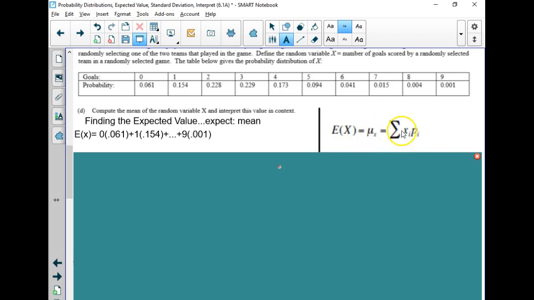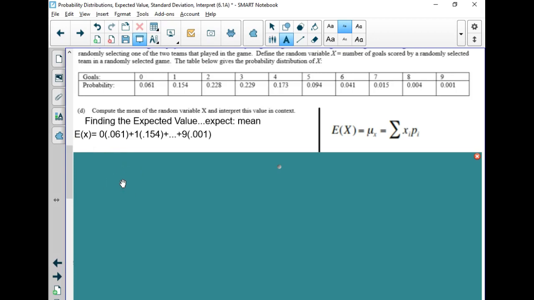How do we find it? We need to find the sum of a bunch of products. Products means we're going to multiply. We're going to multiply our observations times the probability of those observations. Okay, let me show you now. So I started it for us. You can watch and then write or pause throughout. You figure out how it works best for you.